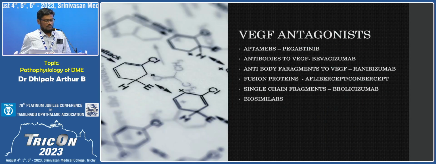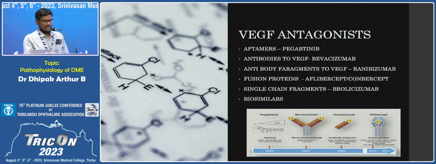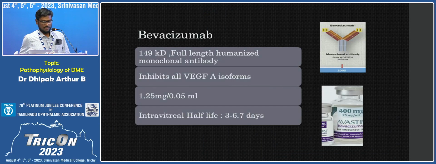Under the umbrella of anti-VEGF, we have a lot of molecules, that is aptamers, antibodies to VEGF, antibody fragments, fusion proteins, and single chain fragments. Though the aptamer, that is pegaptanib, was the first anti-VEGF molecule to be introduced, it was effective against only one isoform of VEGF-A. And the other molecules were more superior, so it went off the market.